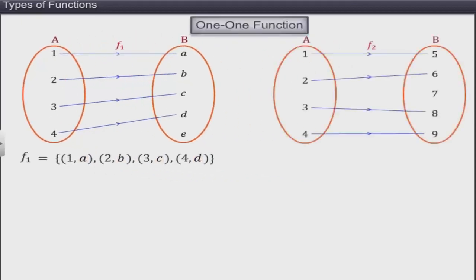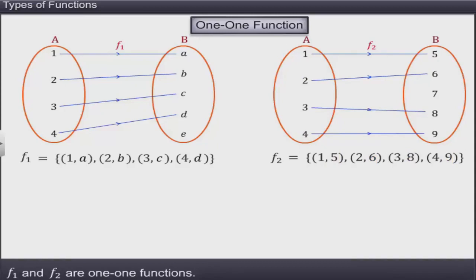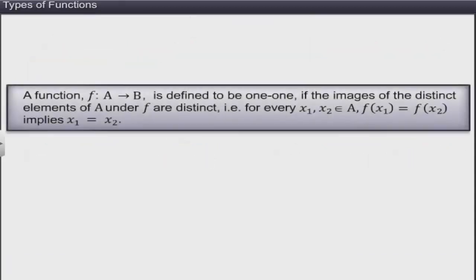Now, take a look at this diagram. In this case also, the images of the distinct elements of set A under f2 are distinct, or no 2 ordered pairs have the same second coordinate. Such types of functions are known as 1-1 functions. Let us define it mathematically now.